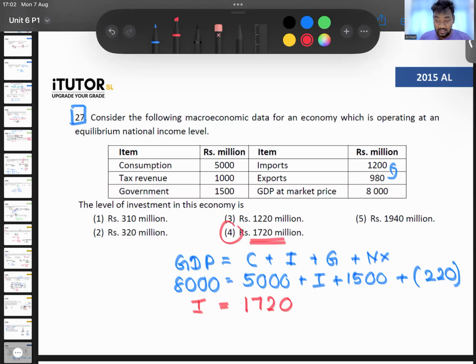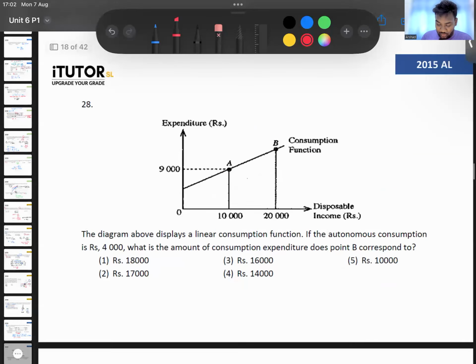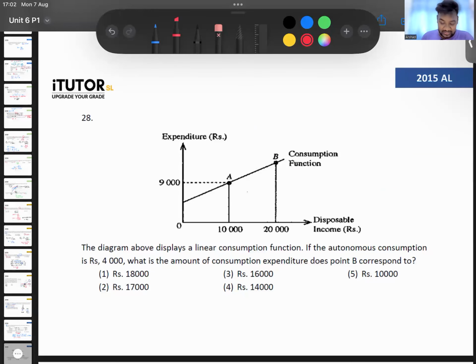That is question number 27. Then we'll go to question number 28 of the 2015 test. Interesting question. The diagram above displays a linear consumption function. If the autonomous consumption is 4,000, that means this one here is 4,000. What is the amount of consumption expenditure that point B corresponds to? So they are asking at point B, how much is the consumption expenditure? That is what they are asking. How are you going to find this?